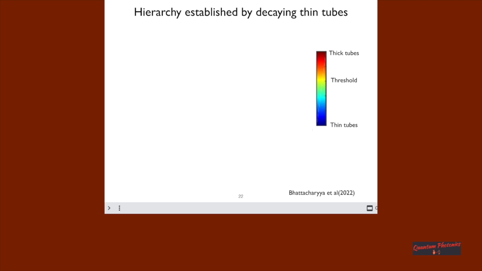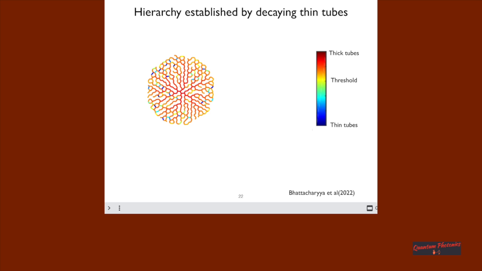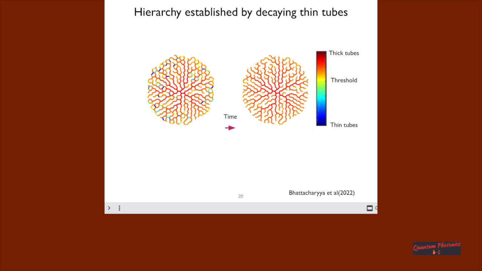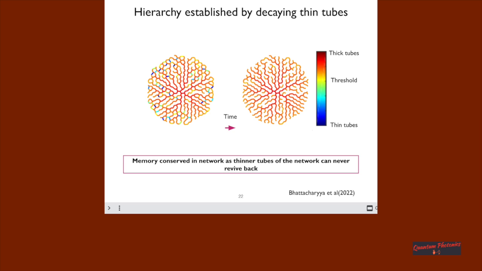If you go to the next build in slide 22, you can see a network which, after a certain amount of time, has none of these blue tubes and only has tubes which are red. That means the very thick tubes are the only tubes that are going to be retained in the network morphology after a certain time. And this hierarchy that is being established is irreversible. There is no way of growing a tube back after a time. And this irreversible dynamics of these tubes, this plasticity, is what is responsible for storing memory in the network morphology.